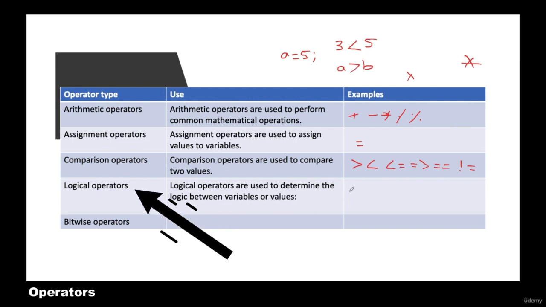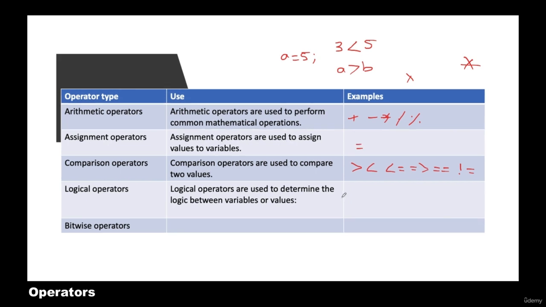Then we have logical operators. What do we mean by logical operators? If we want to determine the logic between some values or variables, then we will be using logical operators. Then we have bitwise operators. These are the important operators we use in C++. So let's see logical operators.